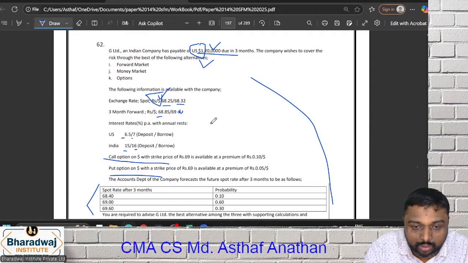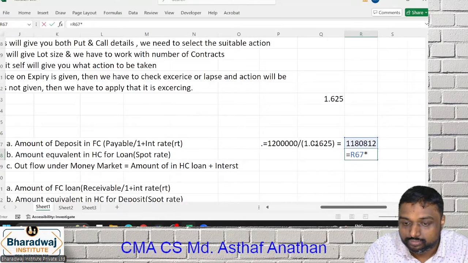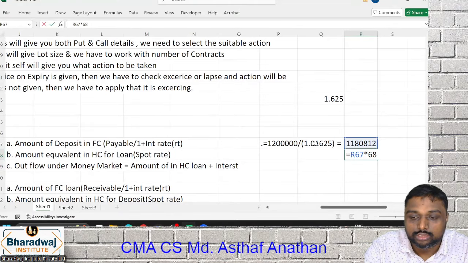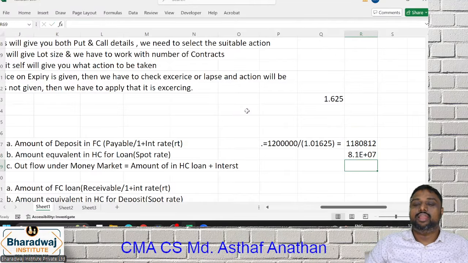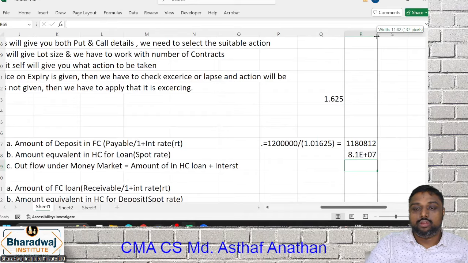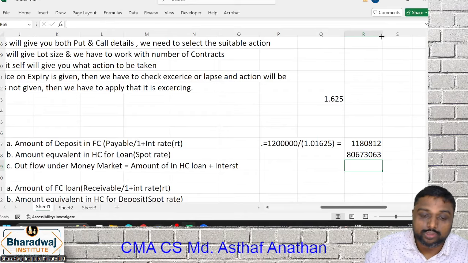Your ask rate now is 69. The 3 month ask rate is what? That is the spot ask rate. You want to get it today only, no? So 68.32. How interesting, answer is over. So this is the amount you have to pay to the bank because you are buying from the bank, you have to pay.